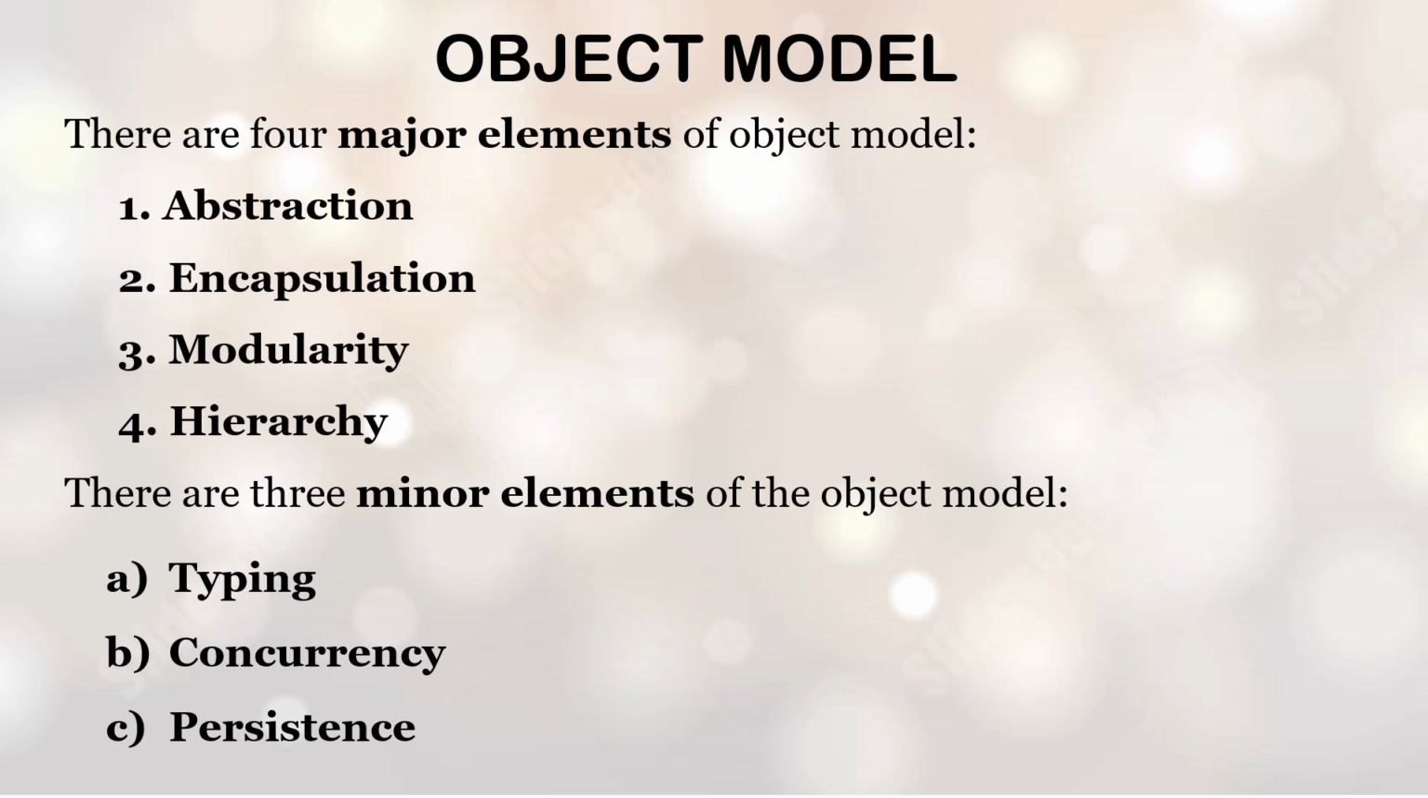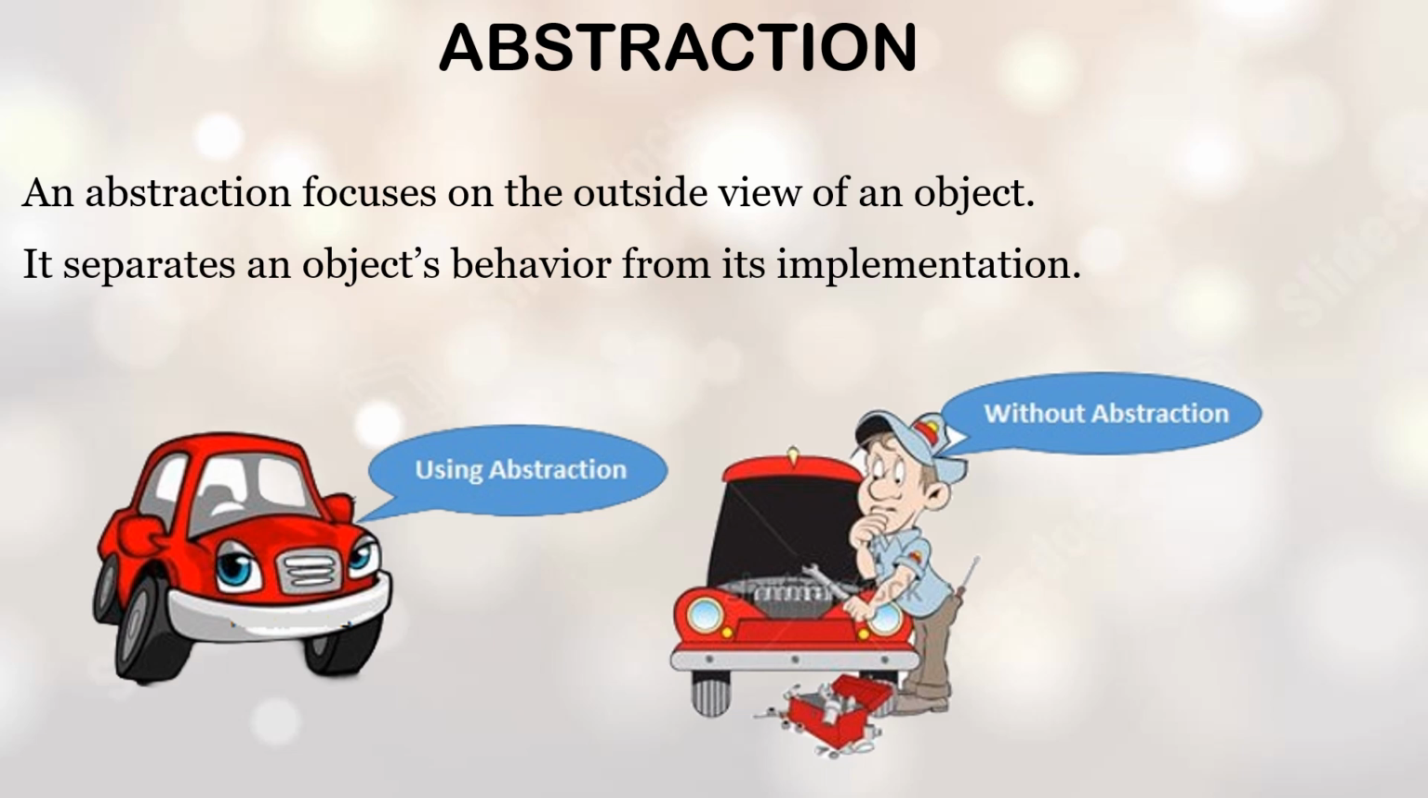In the object model, we have four major elements: abstraction, encapsulation, modularity, and hierarchy. And there are three minor elements: typing, concurrency, and persistence. In this video, we'll be seeing about one major element, namely abstraction.